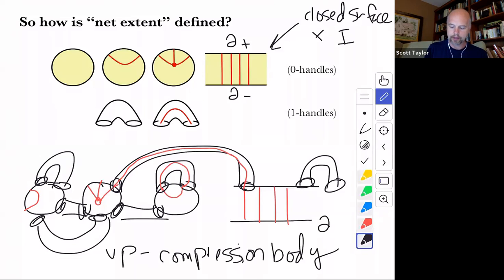And again, I have boundary minus here. The one handles that attach to the surface times interval, I require that they always attach to the top. And so boundary minus persists, and then everything else we call boundary plus. So this is an example of a VP compression body. These are our building blocks.